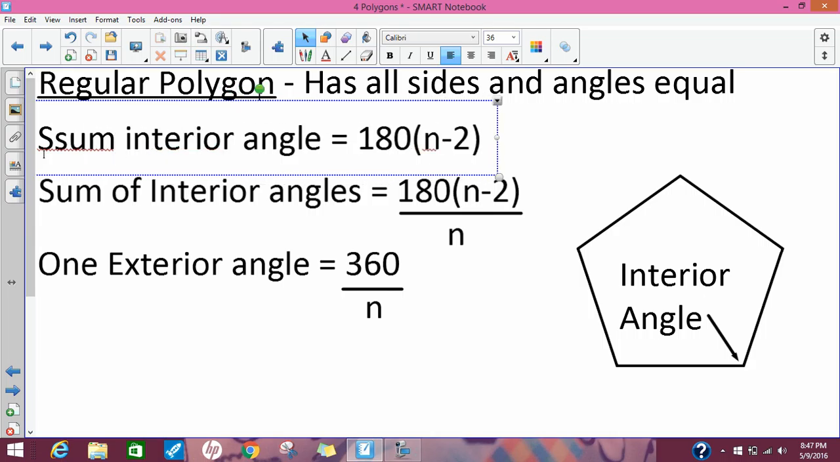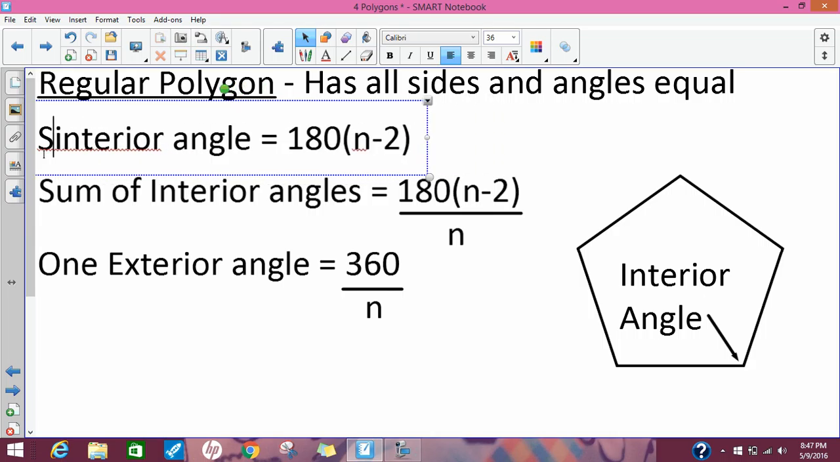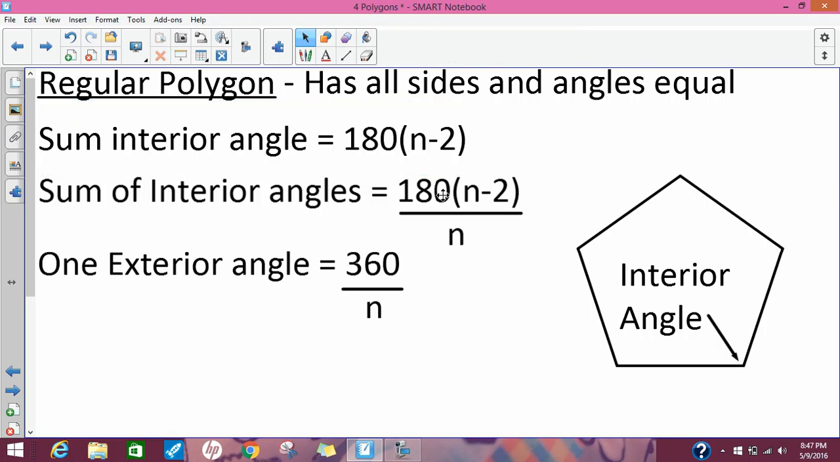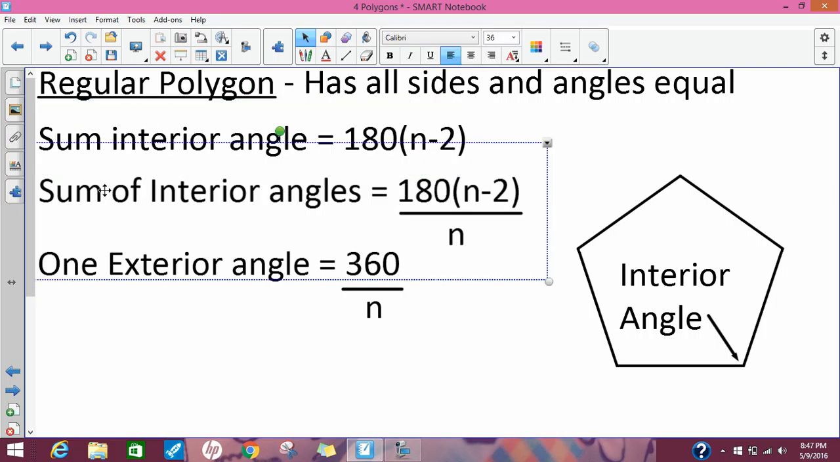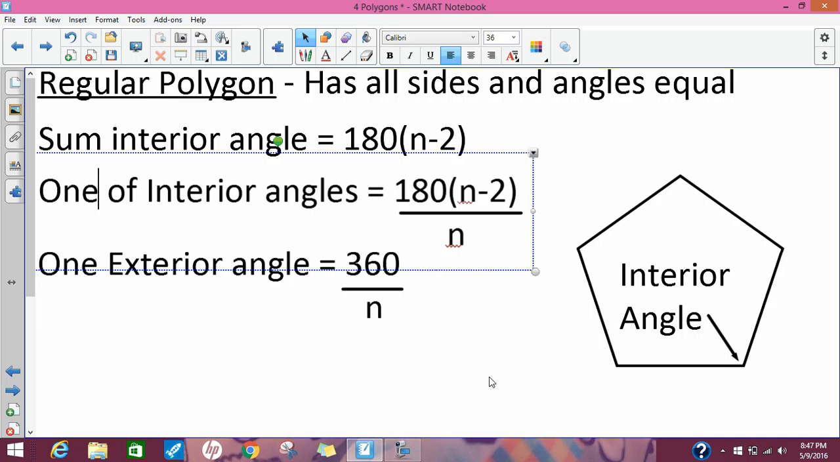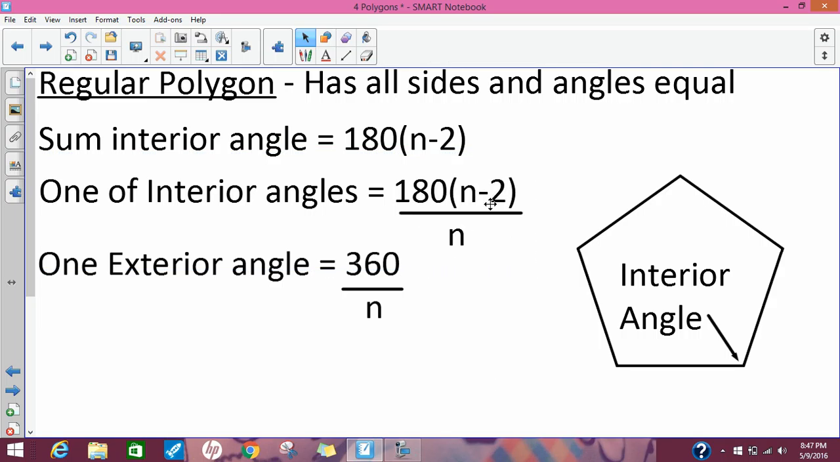If I want to find the sum of the interior angles, I do 180 times n minus 2, where n is the number of sides. And then if I want to find one, I do that 180 times n minus 2, and I divide that by n, the number of sides. Remember, there's a trap here. A lot of people like to divide by 2. Don't do that. We're dividing by the number of sides, n.